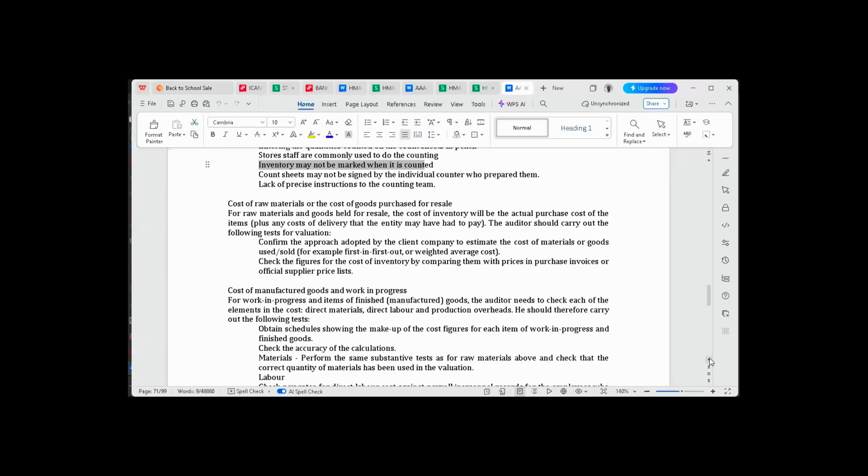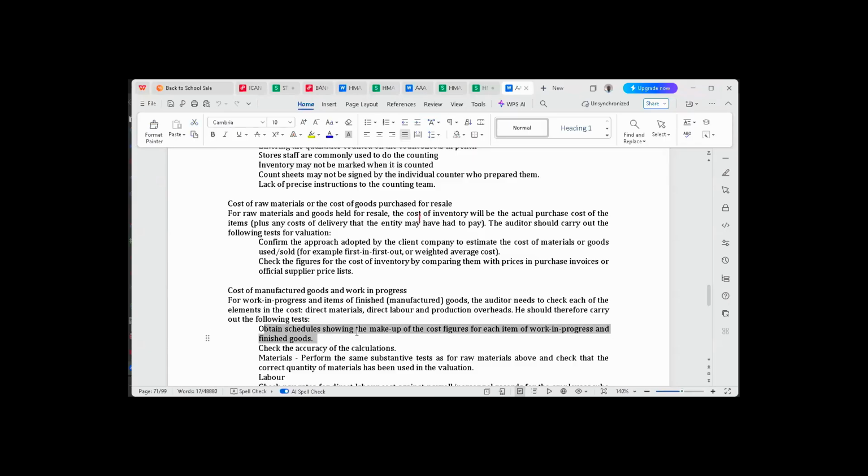In the case of the work in progress, is raw material that is about to be converted into what? Finished goods. So when you are doing the stock out, there are some raw materials that will have been transformed to what? Work in progress, okay? Now, when they are transformed to work in progress, there is a need for the auditor to perform the following tests.